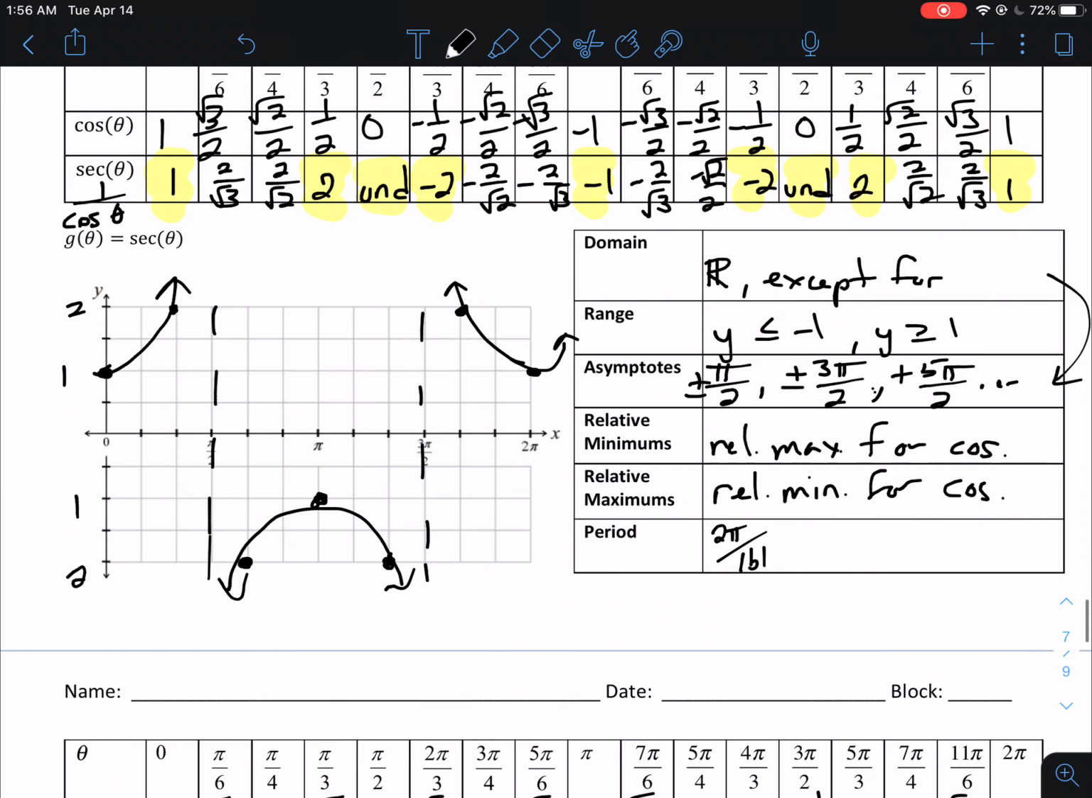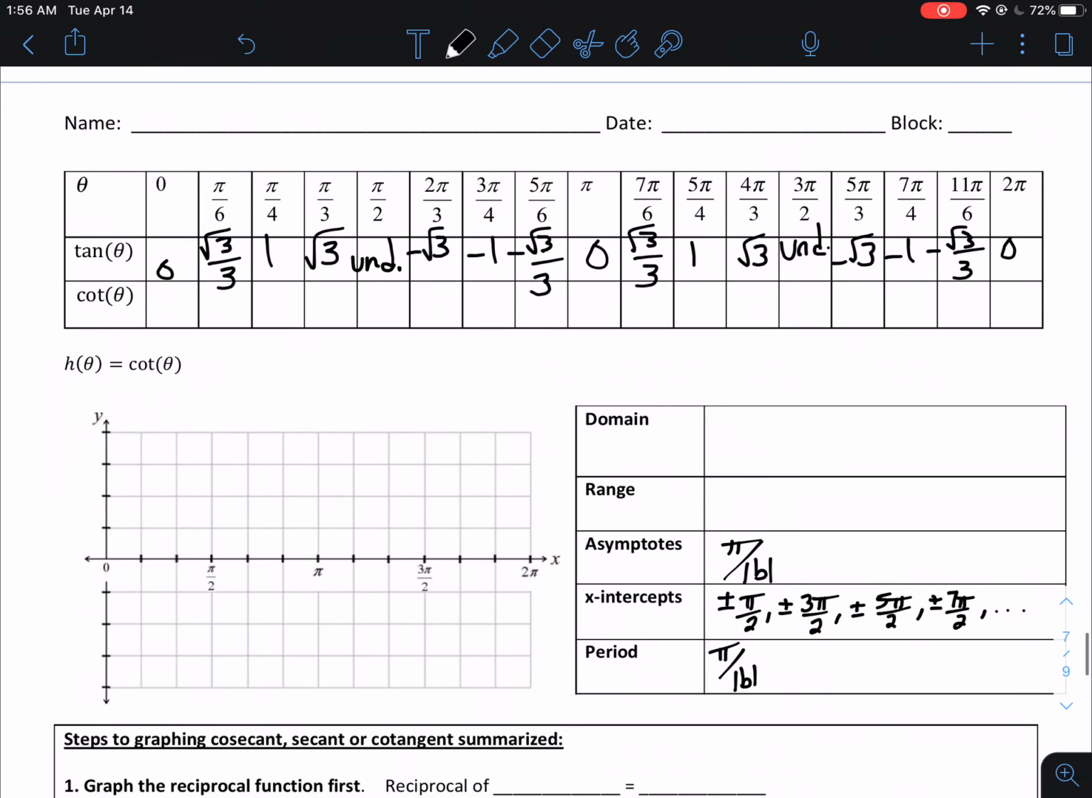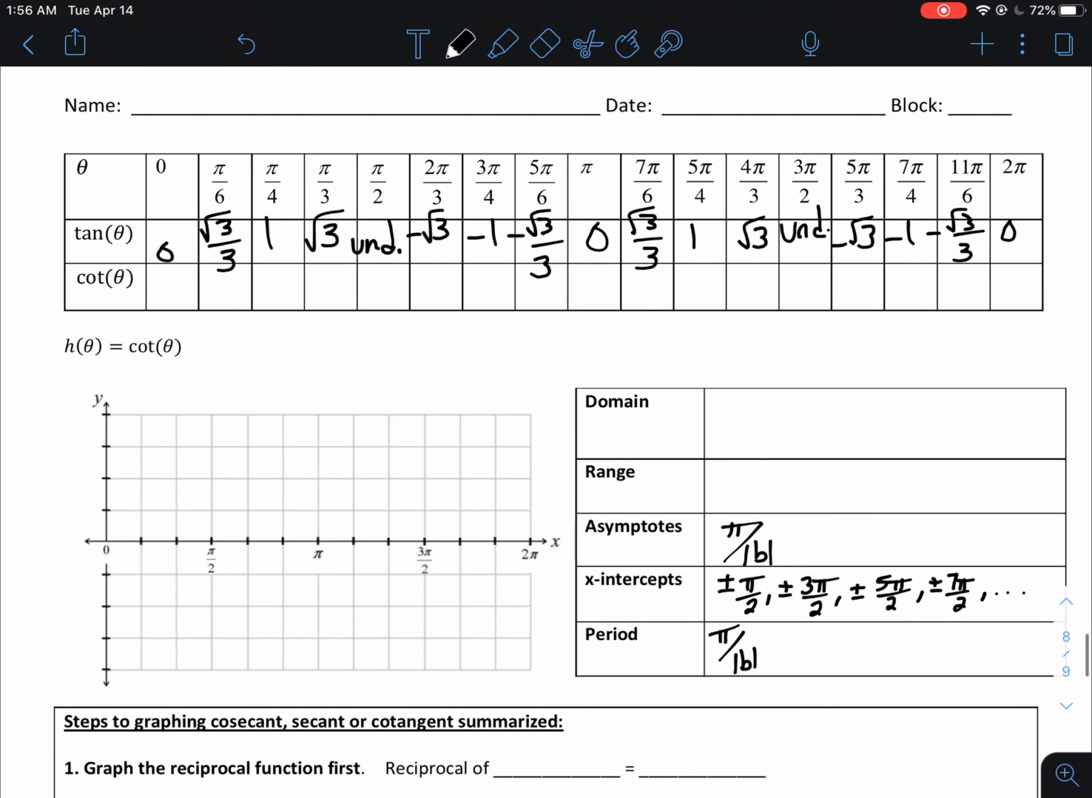Okay. Lastly, let's talk about tangent. So again, if you've not already had a chance, go ahead and copy those values down real quick, and that way we can talk about this graph.